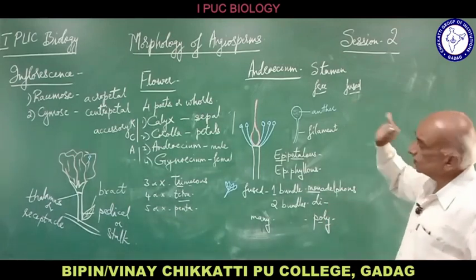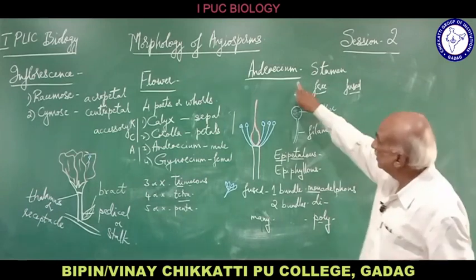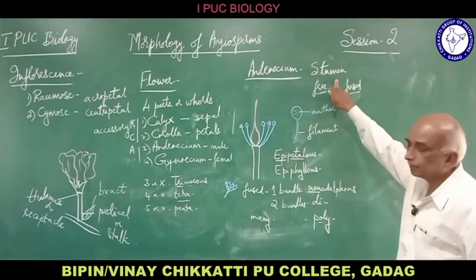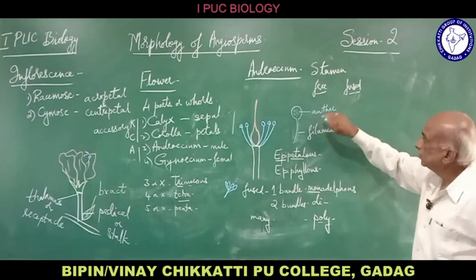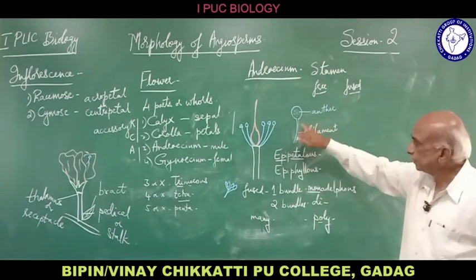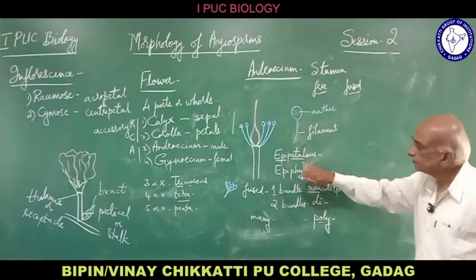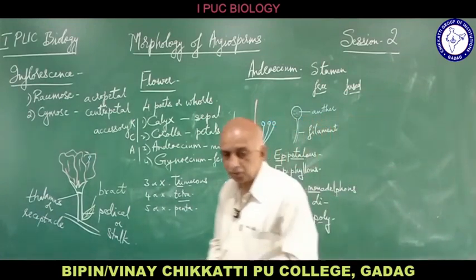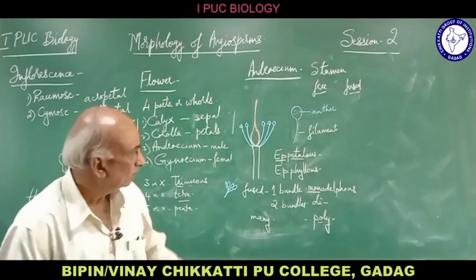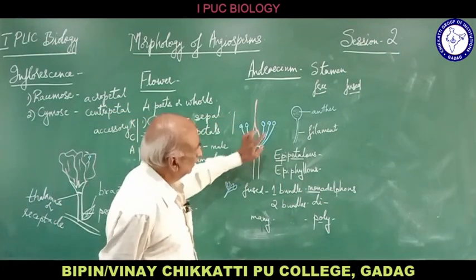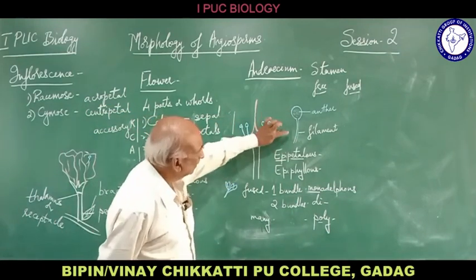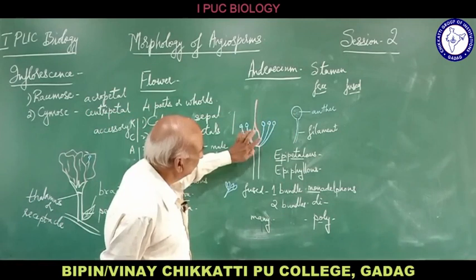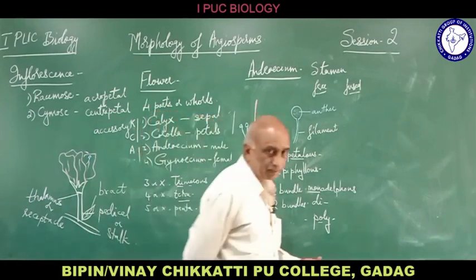So this is about the androecium. The unit of the androecium is the stamen. The stamen is made up of anther and filament, and usually the stamens are born on the thalamus, and these stamens are sometimes free or sometimes they are fused.